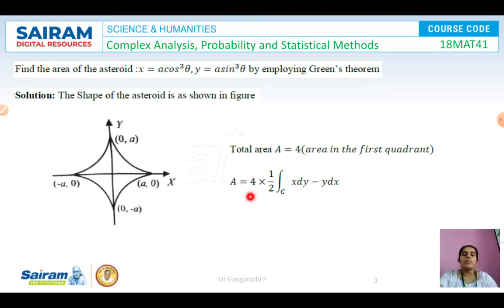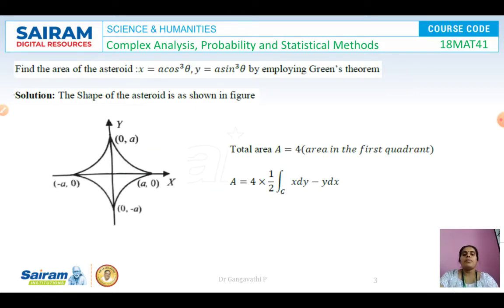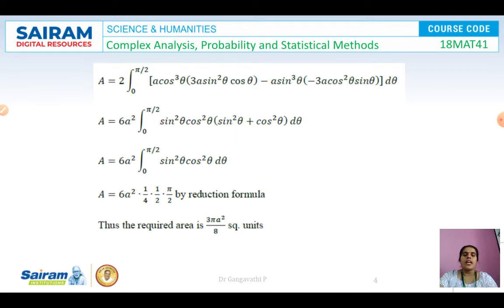Here 4 is multiplied because we are considering only the first quadrant curve, and the remaining quadrants can be obtained by multiplying by 4. Therefore A is equal to 4 into half the integral over C of x dy minus y dx. Now it is given in the problem that x equals a cos cube theta and y equals a sin cube theta, so dx and dy need to be evaluated accordingly.